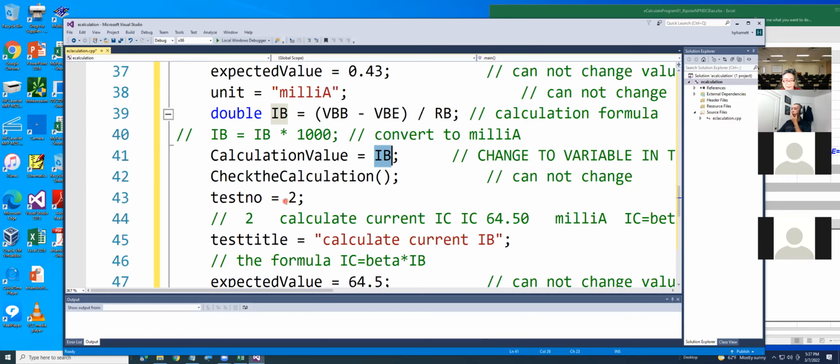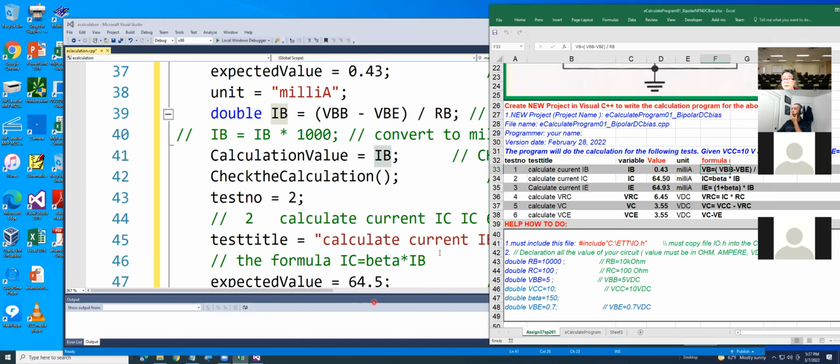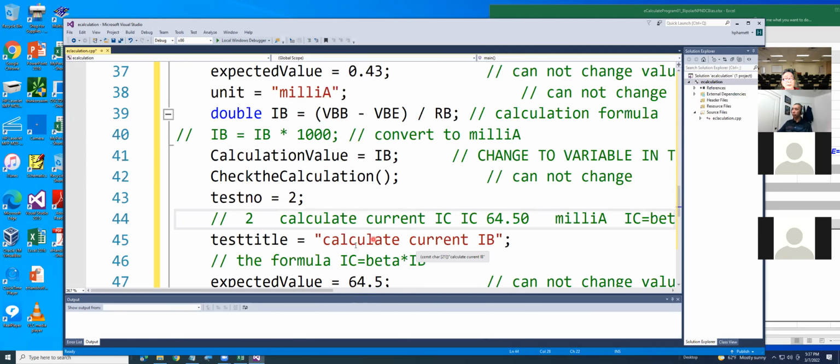Okay. And also that title will be in the Excel. You can look into the Excel. Calculate the current IC. Okay. Calculate the current IC.